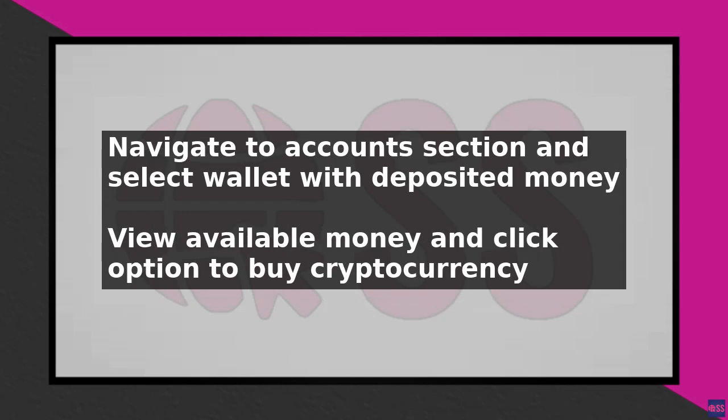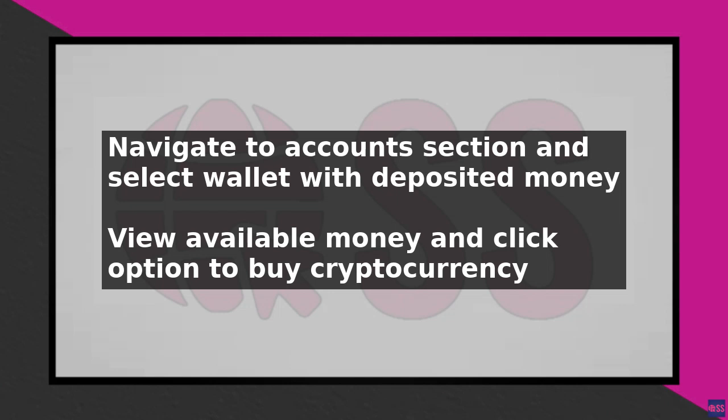Once you have funds available, navigate to the Accounts section, typically located at the bottom of the app, and select the wallet where your deposited money is stored. From there, you can view the amount of money you have available to invest in cryptocurrency. Click on the option to buy crypto and browse through the various cryptocurrencies available.